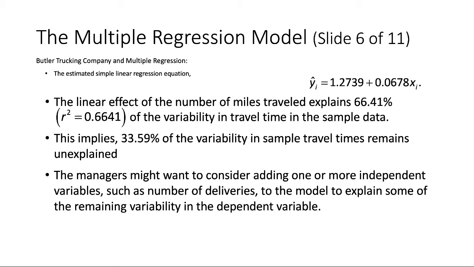This result suggests to the manager that maybe other factors can contribute to the travel times for driving assignments as well. So the managers might want to consider adding one or more independent variables to the model to explain some of the remaining variability in the dependent variable. In other words, we want to optimize our linear regression model by introducing more independent variables that may lift the R-squared, or coefficient of determination.